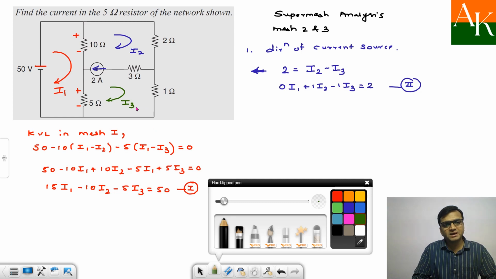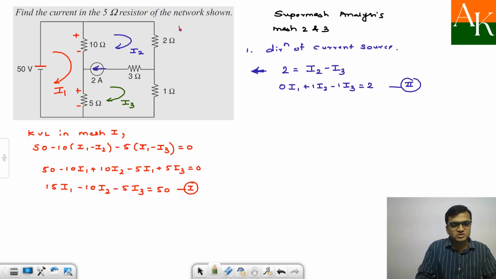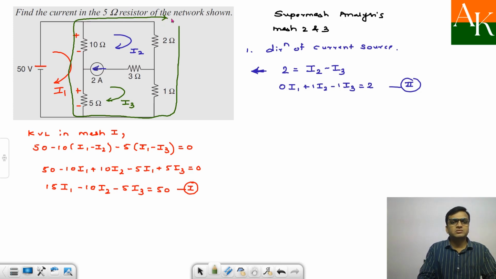Now I have to write one more equation by applying KVL to the supermesh. Can you highlight that path? Yes, the supermesh is formed because of mesh 2 and 3. So I will go over here. Don't go over here, you have to exclude the current source. In the last lecture I have mentioned that. Then you will go over here and complete the path. If you don't show this path, that is okay, I am showing it just for your reference. If you don't show it, no problem.